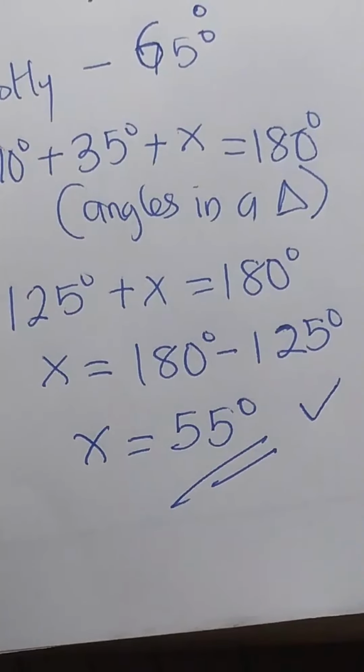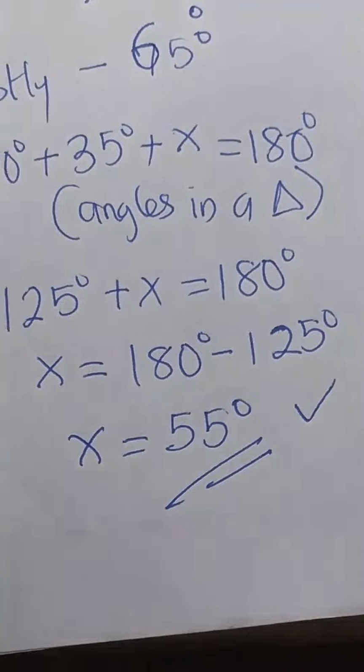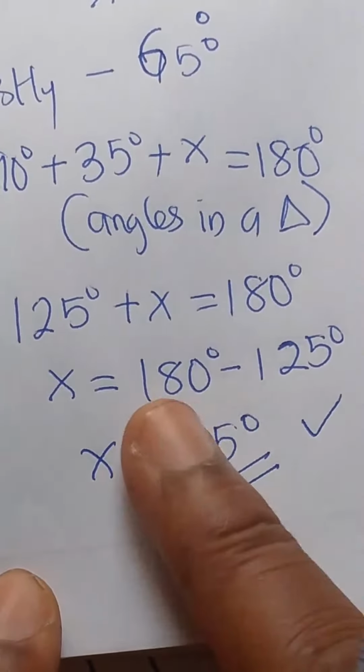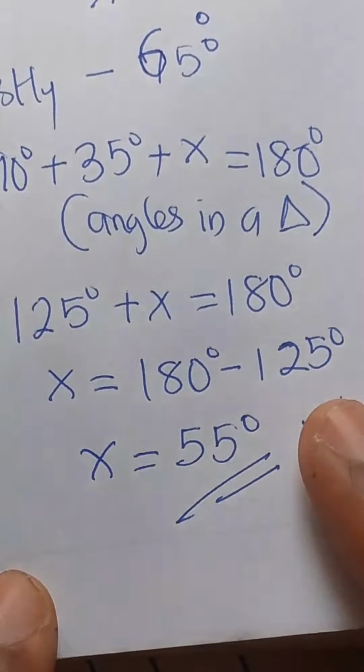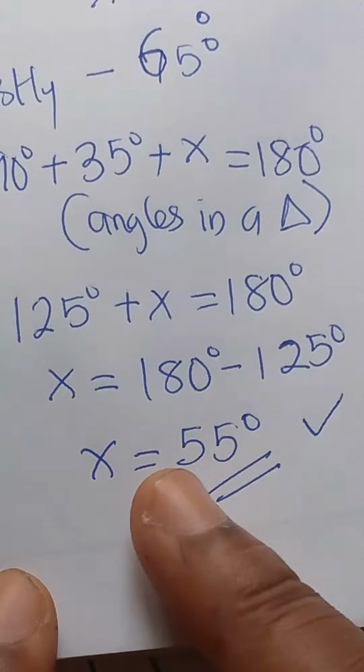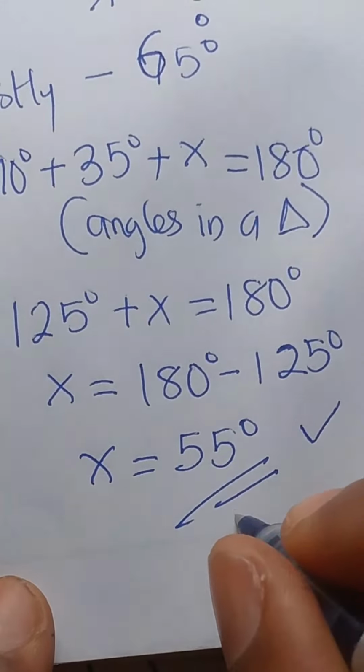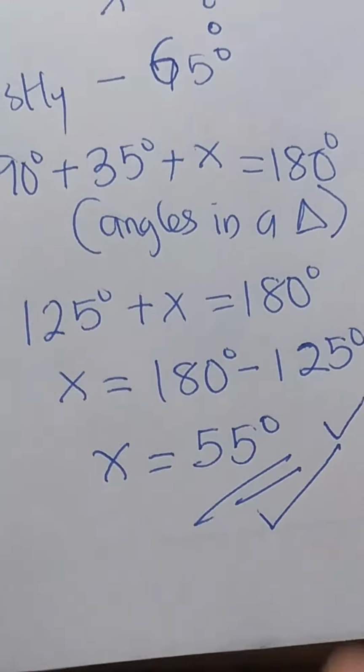Okay, Samuel, you're right. 185 minus 125 will give us 55. So the answer is 55 degree. All right, so let's go to the next question.